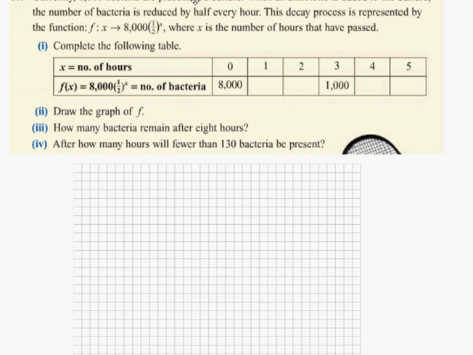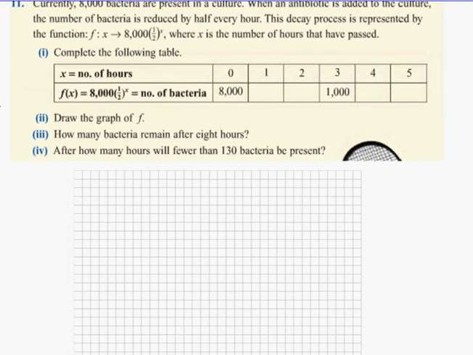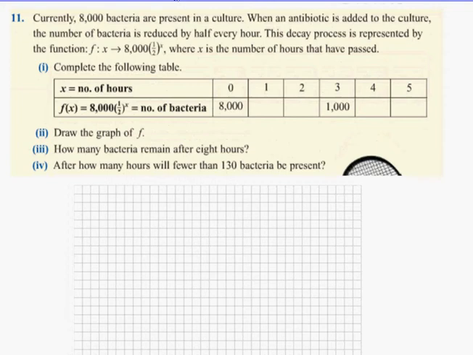What we have here is currently there's 8,000 bacteria present in the culture. When an antibiotic is added to the culture, the number of bacteria is reduced by half every hour. If the decay process is represented by the function f of x equals 8,000 multiplied by a half to the power of x, where x is the number of hours that have passed.